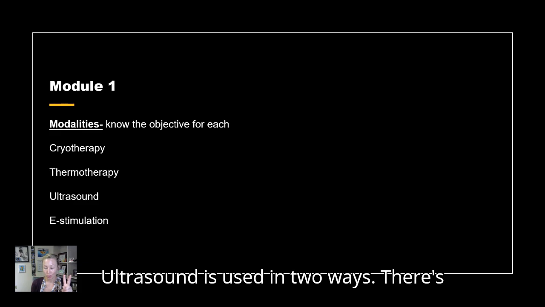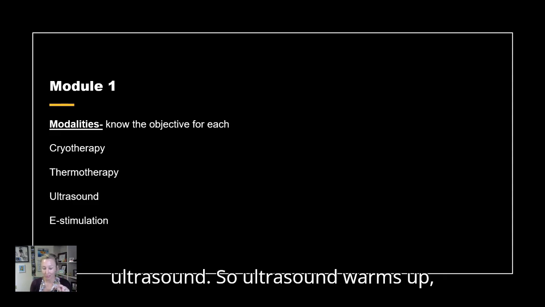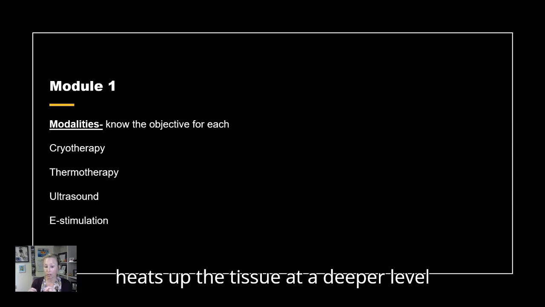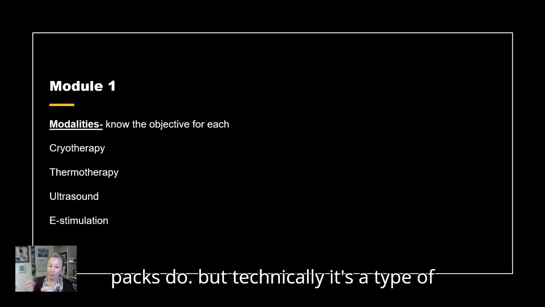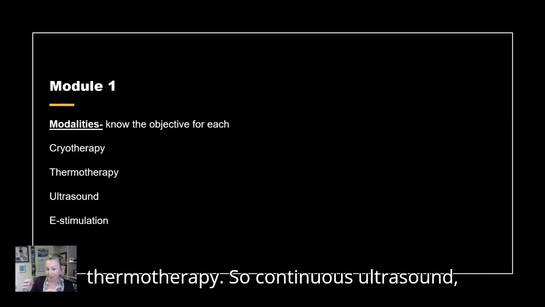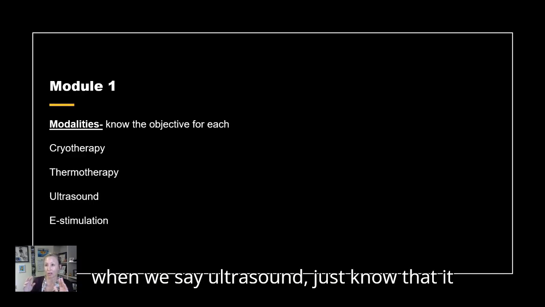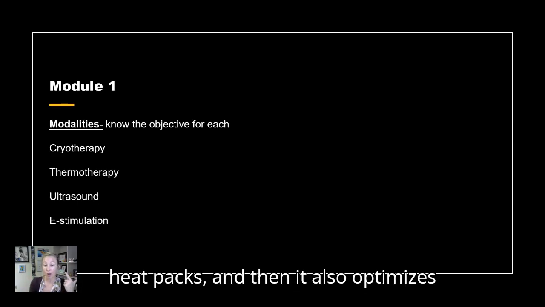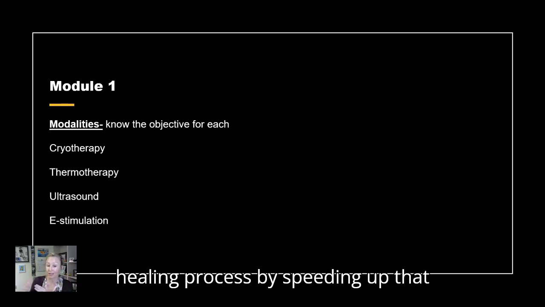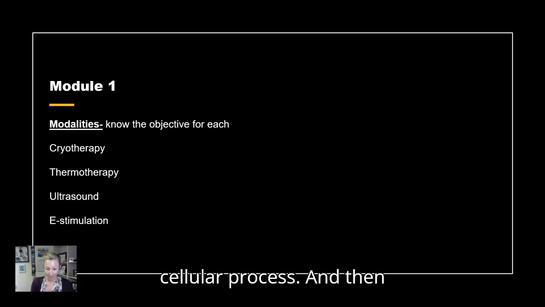Ultrasound is used in 2 ways: continuous ultrasound and pulse ultrasound. Ultrasound heats up the tissue at a deeper level than thermotherapy, than heat packs do, but technically it's a type of thermotherapy. So when we say ultrasound, just know that it can heat deeper tissue than heat packs, and it also optimizes the healing process by speeding up that cellular process.